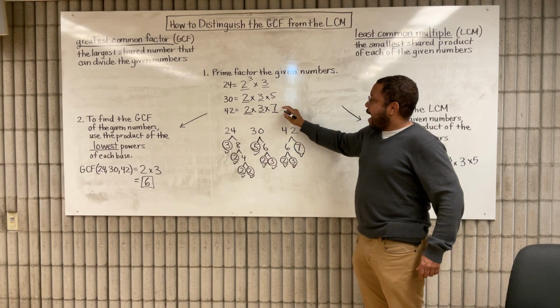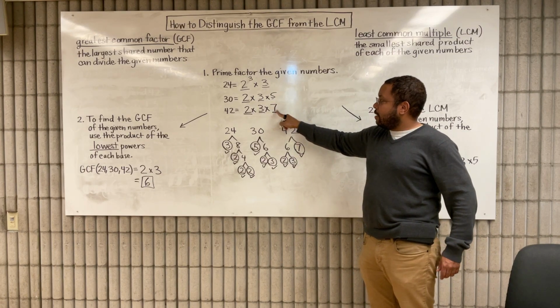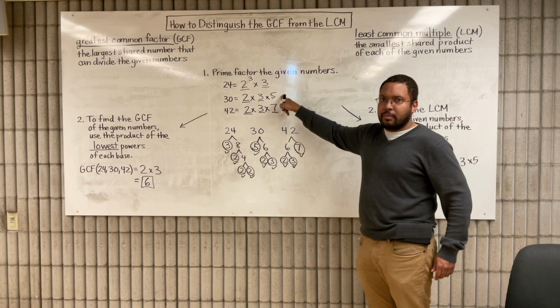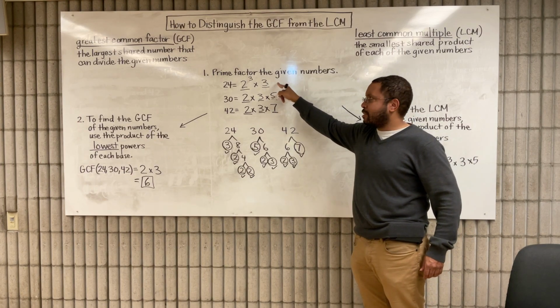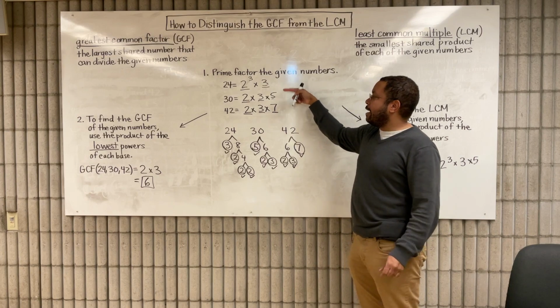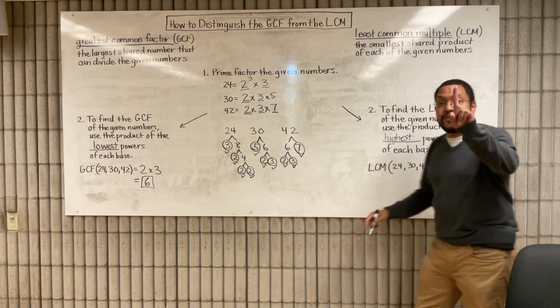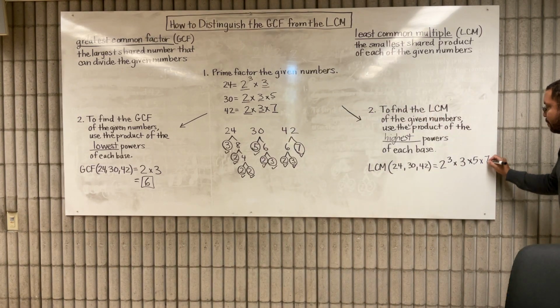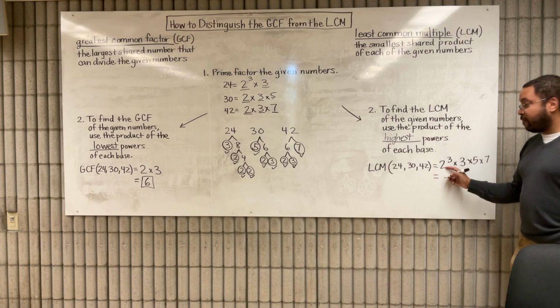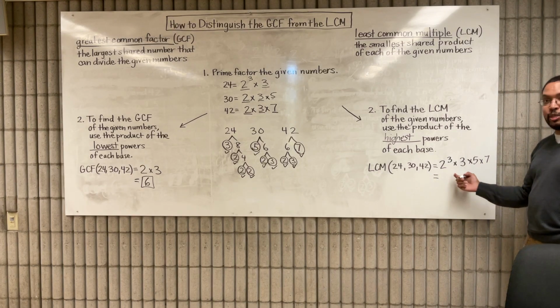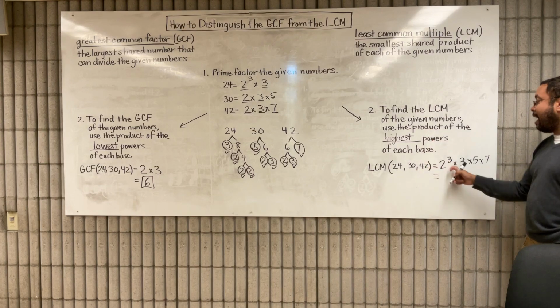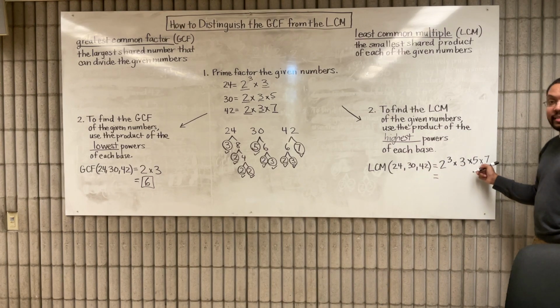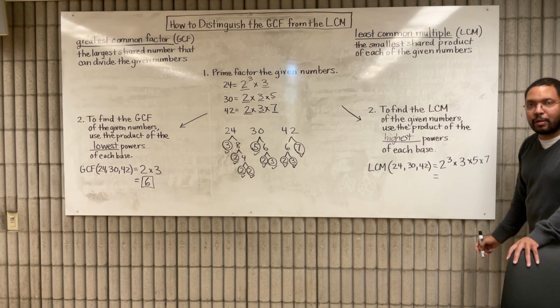And then what's the highest power of base 7? 7 to the first. There's no 7 there, so technically it's 7 to the 0. What's the highest power that you said? 7 to the first. So we multiply this by 7. Now we simplify this out, and whatever this product of the highest powers of the different bases is will be our least common multiple.